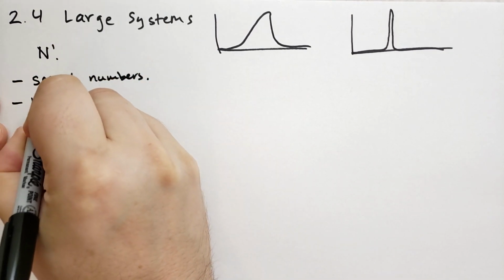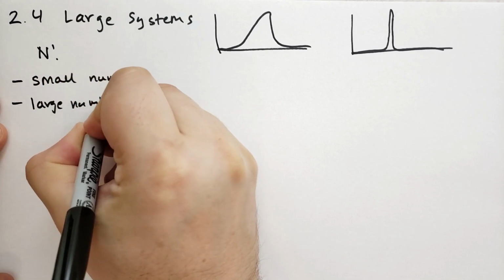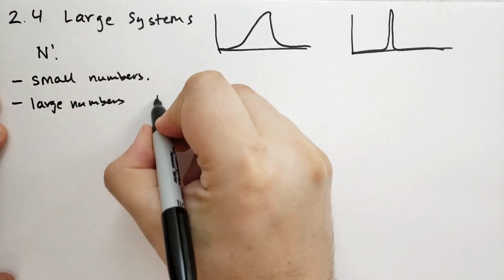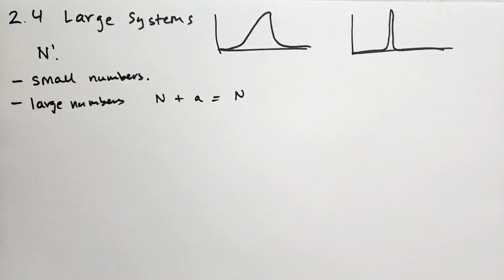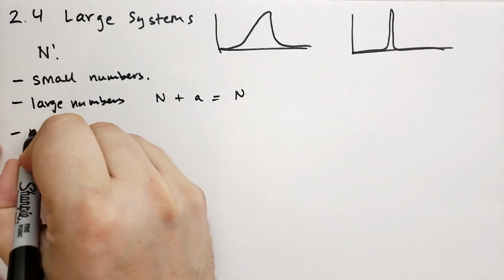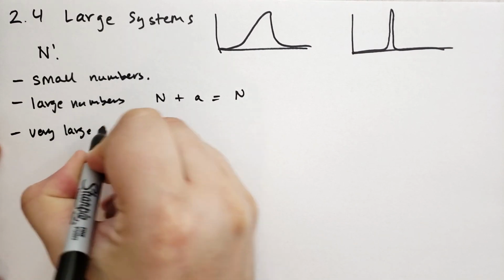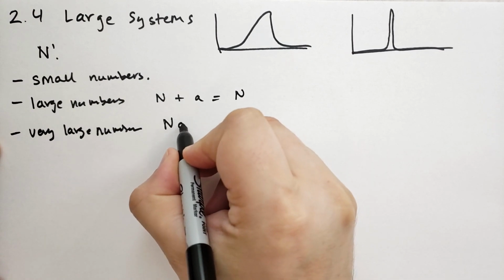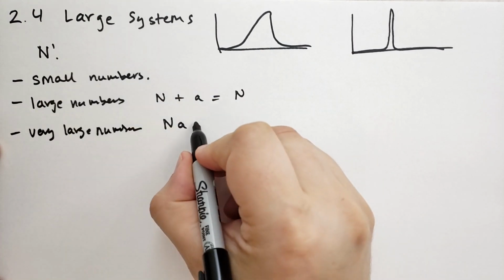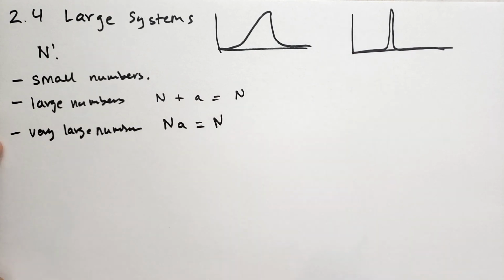And then we have large numbers. These are numbers that are so big that when you add a small number to them, they're basically equal to that large number, okay? So adding a small number to a large number has no effect. And then you have very large numbers, where if you multiply a very large number by a large number or a small number, that's the same as doing nothing at all. So this should be strange behavior to you. It should make a little sense, though.